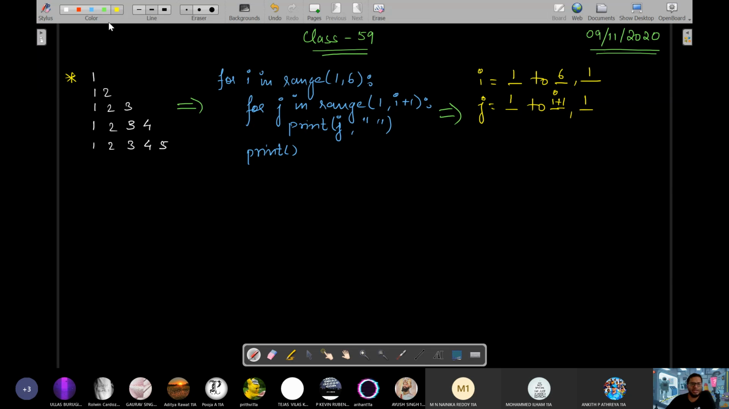This was one of the questions from last day, so we revised it. We'll see another type. Okay. Now let's say you have this pattern: 1 star, 2 star.